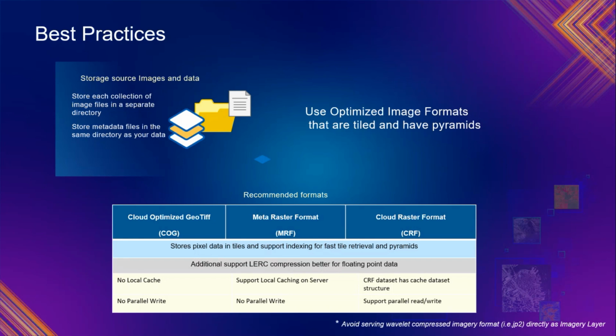And then CRF is a format, also cloud optimized, designed for very, very large data sets. So if you have a single data set that's maybe in the hundreds of gigabytes in size or a terabyte in size, you can't put that into a TIFF file. You can use a CRF, a cloud raster format. Its big advantage is that you can read and write on multiple computers at the same time.